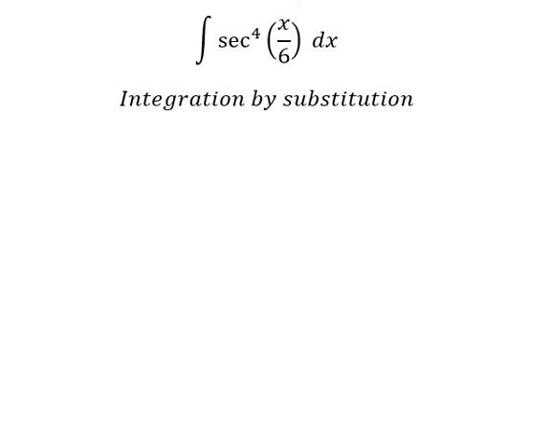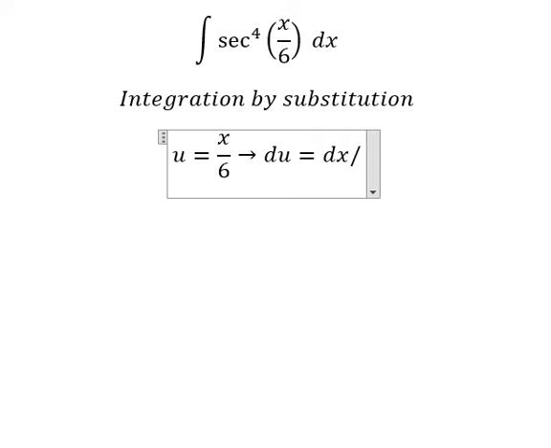So I will put u equals s over 6. Later, we take the first derivative of both sides, and you get du equals ds over 6.